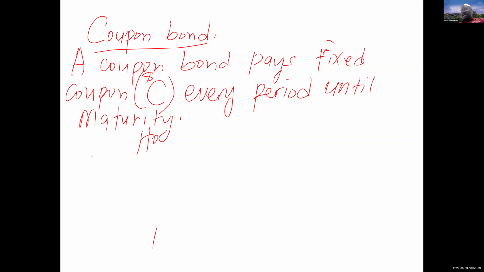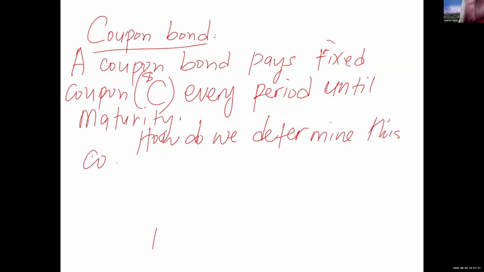Okay? And I'm going to talk about what the face value of a bond means. The face value of the bond is not necessarily the price of the bond. They're different. Okay? Because bonds can be sold to you at a premium or at a discount. The price sometimes could be above the face value or the par value of the bond. So, but the first question is, how do we determine this coupon payment?